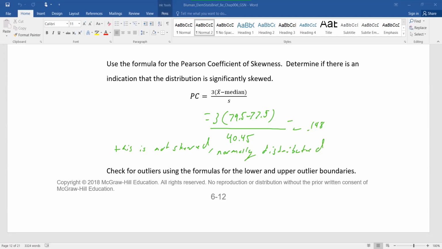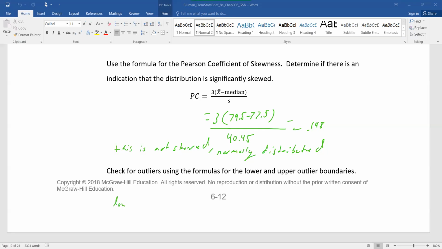I do apologize for the boring lecture today, guys. It does want us to check for any outliers. I don't know why you would if you indicate that you're normally distributed. I wouldn't do this next step, but it does have us do it anyways, maybe just for practice's sake.